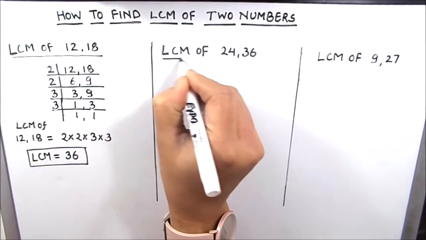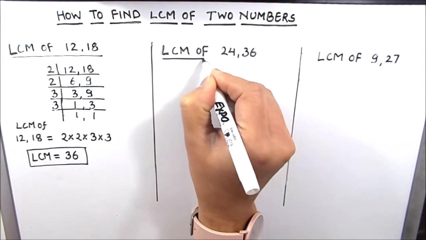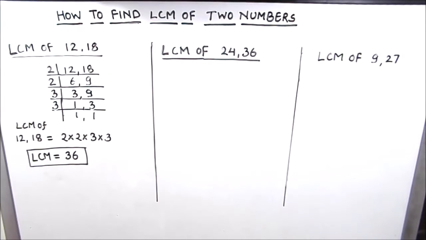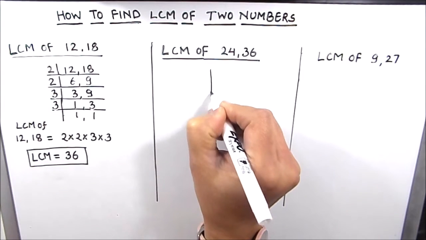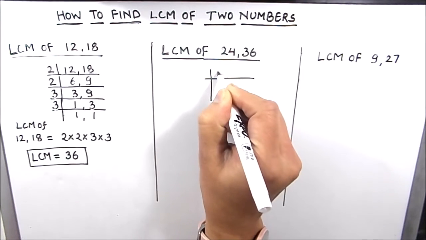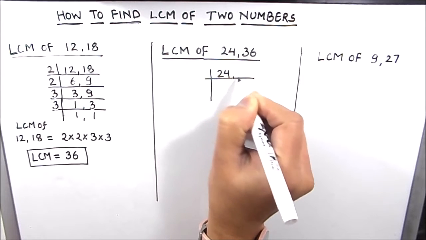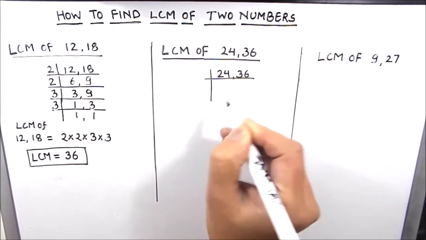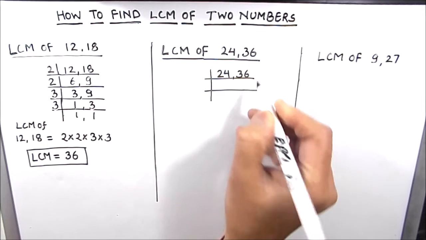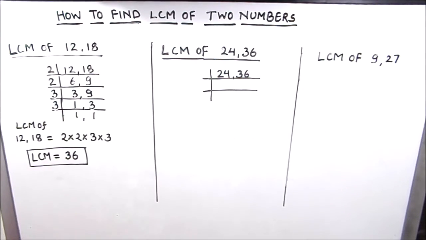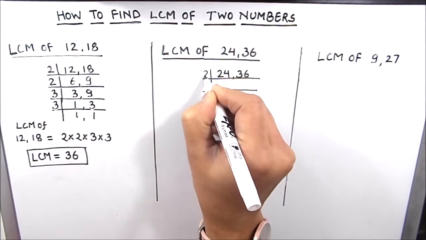Let's move on to our next example and find the LCM of 24 and 36. Here too we are going to use the same method where we write the two numbers in a single ladder and divide the numbers by their prime factors. So as both the numbers are even, we are going to use 2 as the divisor.